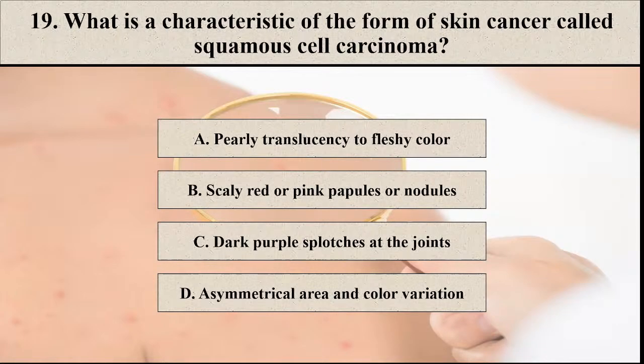What is a characteristic of the form of skin cancer called squamous cell carcinoma? Is it pearly translucency to fleshy color, scaly red or pink papules or nodules, dark purple splotches at the joints, asymmetrical area and color variation? If you chose B, scaly red or pink papules or nodules, you are correct.